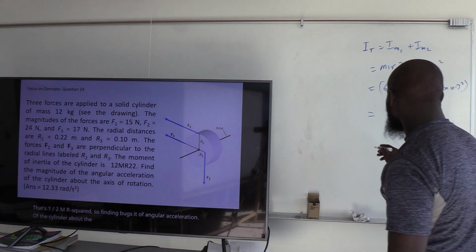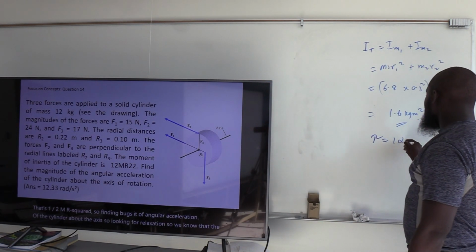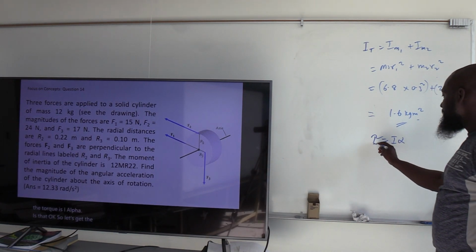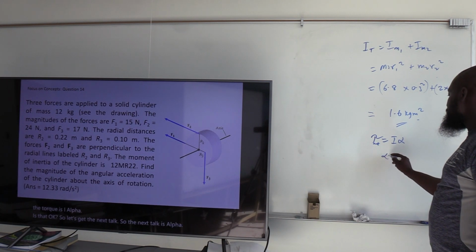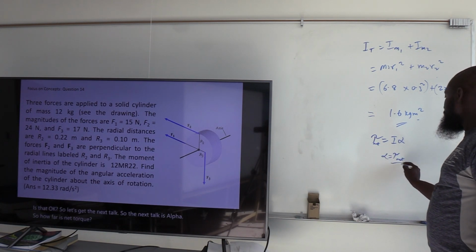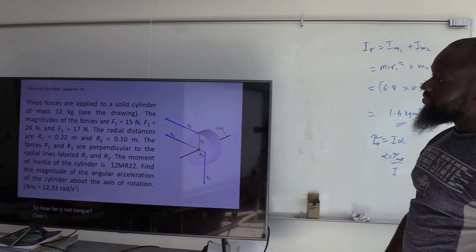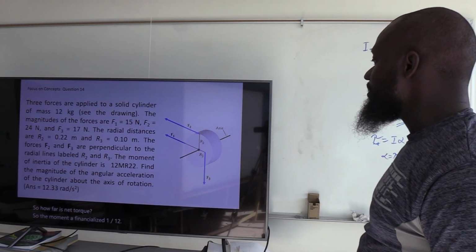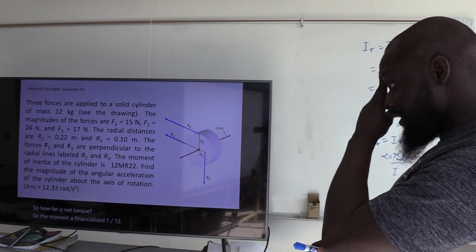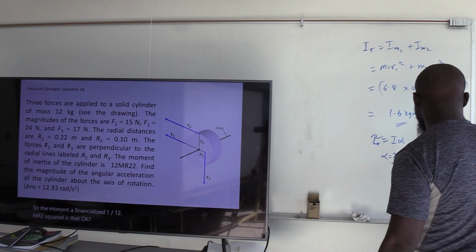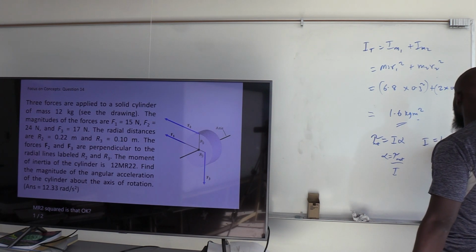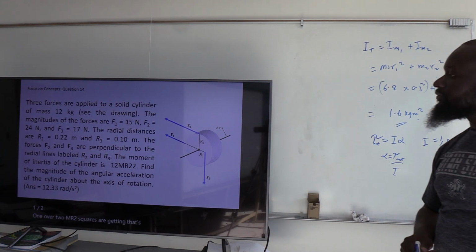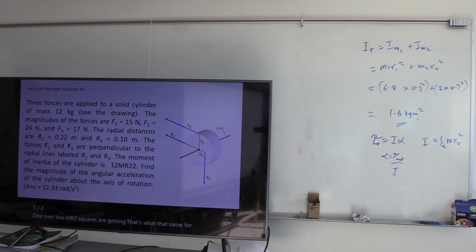So we're looking for angular acceleration. We know that the torque is I alpha. So let's get the net torque. The net torque is I alpha, so alpha is net torque over I. The moment of inertia is 1/2 mr2 squared. I think that's what that's saying for that. Okay, so that's the moment of inertia.